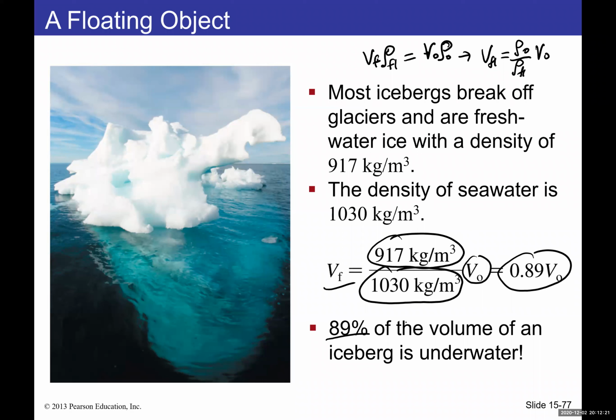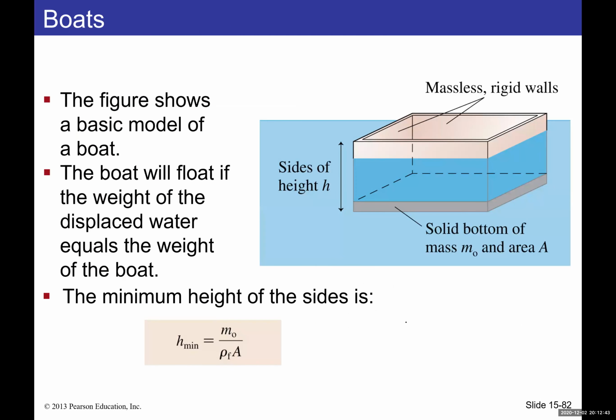So the volume that is displaced is equal to 89% of the volume of the object. The floating part, which is not in water, is only 11% of the iceberg. The same way, we can look at boats. The figure shows the basic model of a boat. The boat will float if the weight of the displaced water equals the weight of the boat.